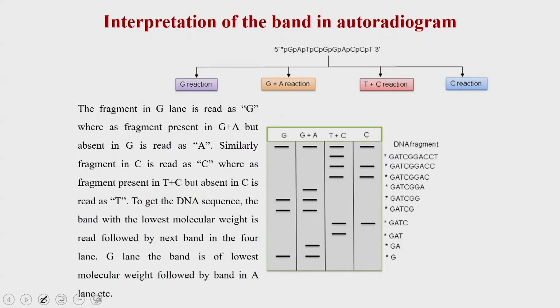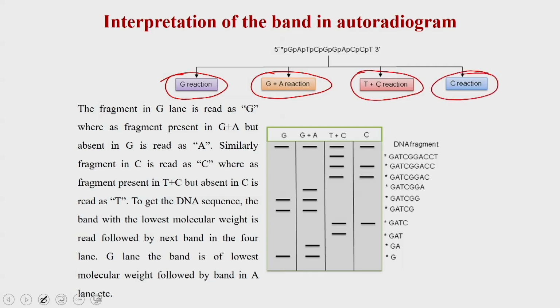Now, you are getting the 4 reactions: G, G plus A, T plus C, and C reactions. So, this is the pattern in the G reaction, G plus A reaction, T plus C reaction, and C reaction. So, how does the interpretation go on? The fragment in the G lane is read as G, whereas the fragment present in G plus A but absent in G is read as A, okay?